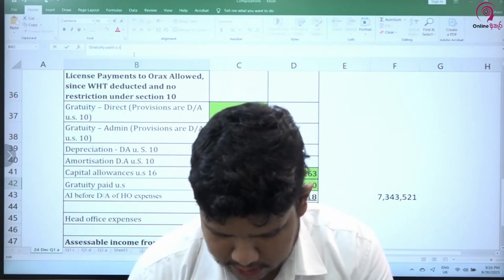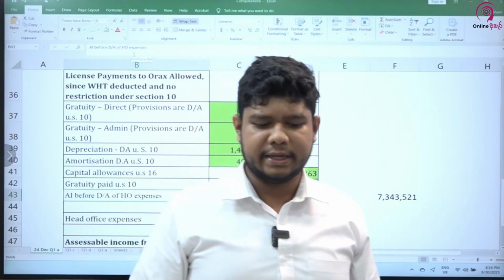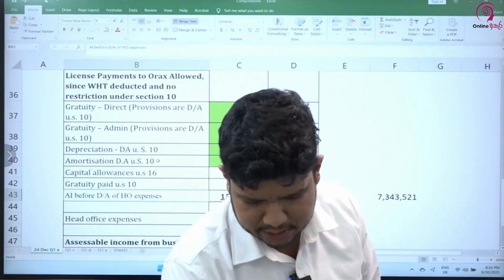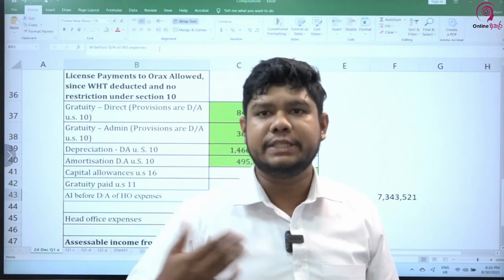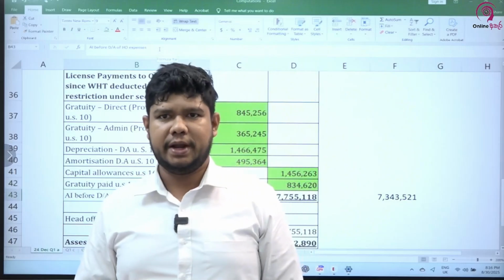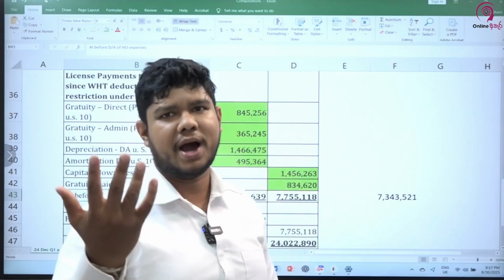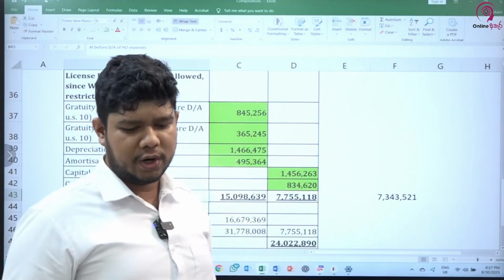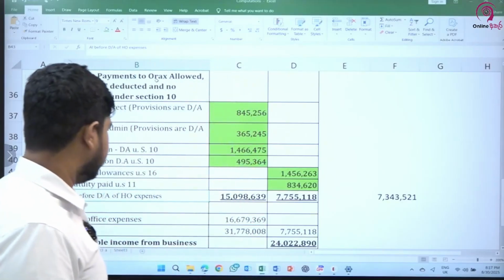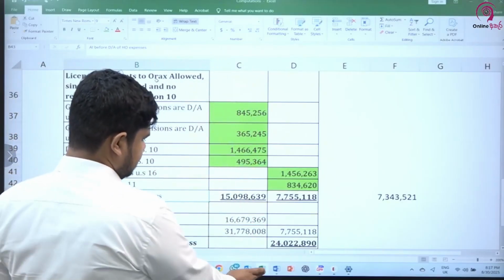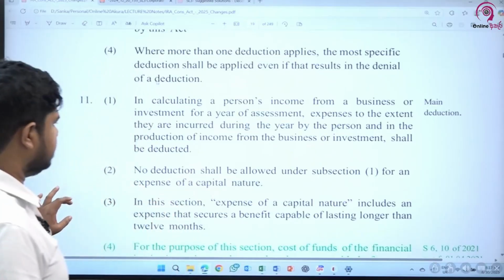Under section 11, students, many expenses are deducted using section 11. Many are disallowed using section 10, and many are allowed using section 11. So that's free marks. You can show your colors to the examiner by using this. Next adjustment, let's see.